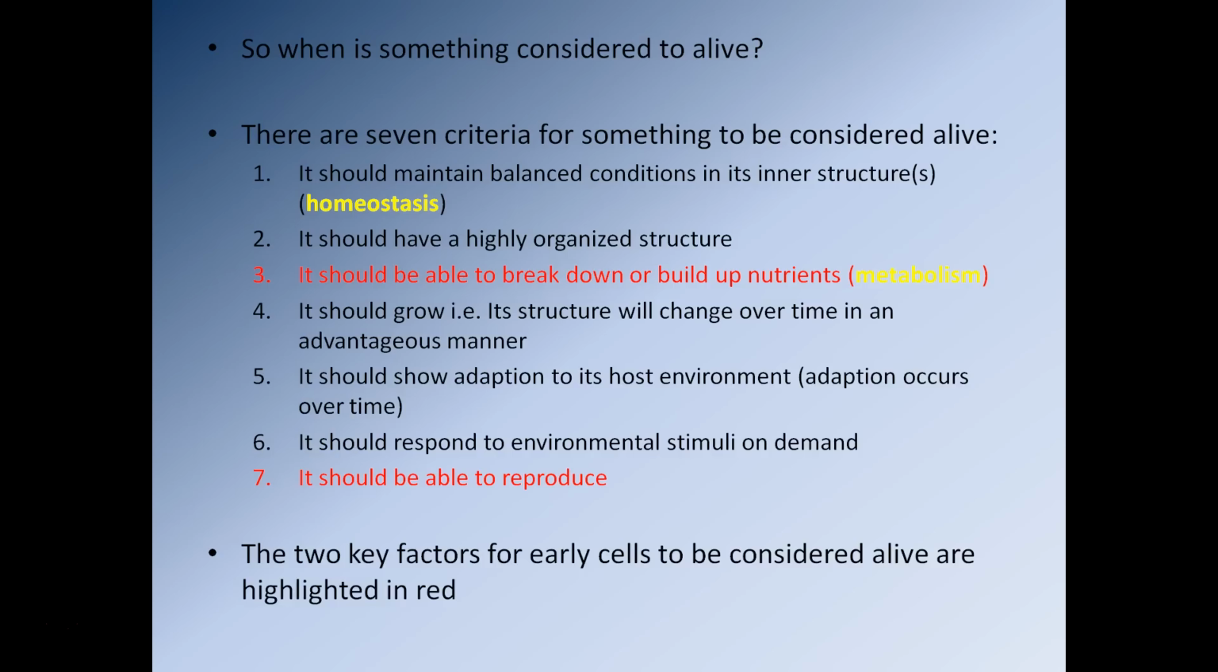And so we've got 7 criteria that need to be met, but when it really comes down to it, number 3 and number 7 are the ones that we're going to aim for first. It should be able to break down and build up nutrients, and it should be able to reproduce. That's what we need to achieve first, and then the other 5 will kind of fall into place after that.